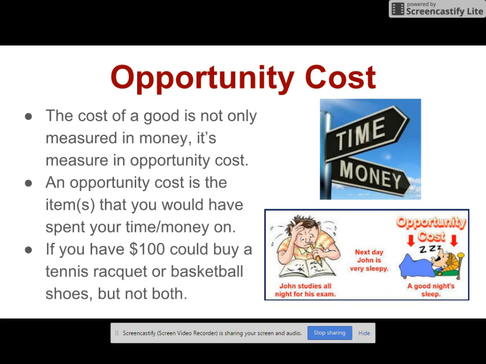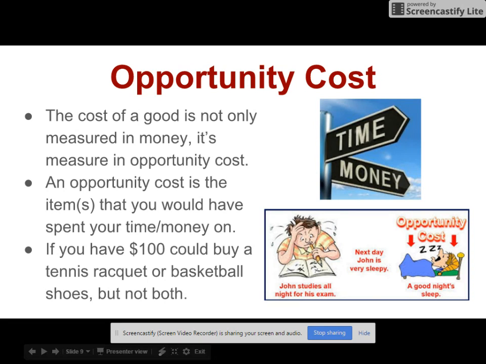You spent $100 to buy a new tennis racket. It means you don't have $100 for that nice pair of Nike basketball shoes. You're going to have to go with the New Balance. You cannot have both. That is your opportunity cost.